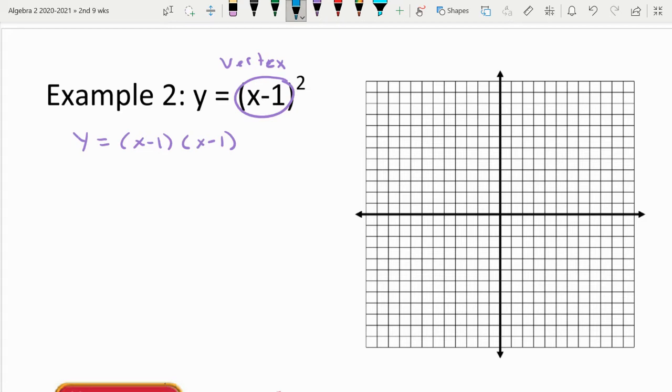So basically, that's my p, here's my q. Okay, p is going to equal opposite that number, 1. Q is also going to equal 1. So this is very unique because they're both the same number.